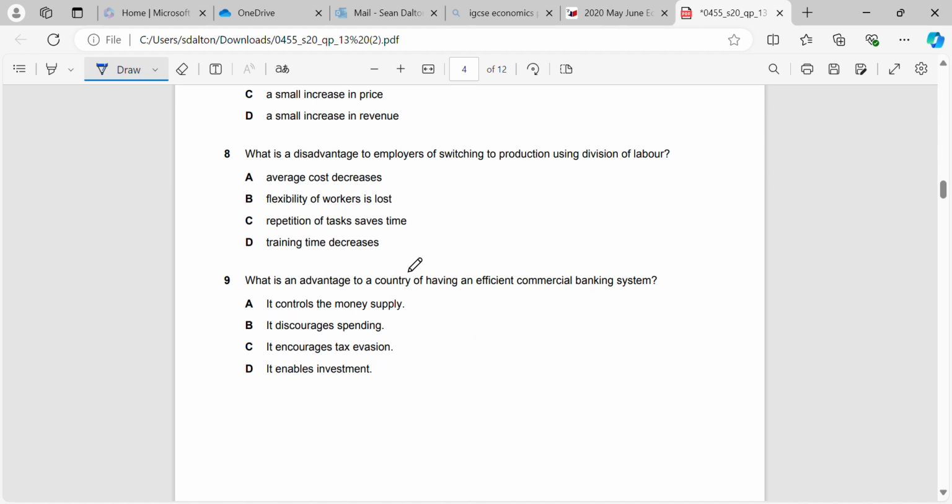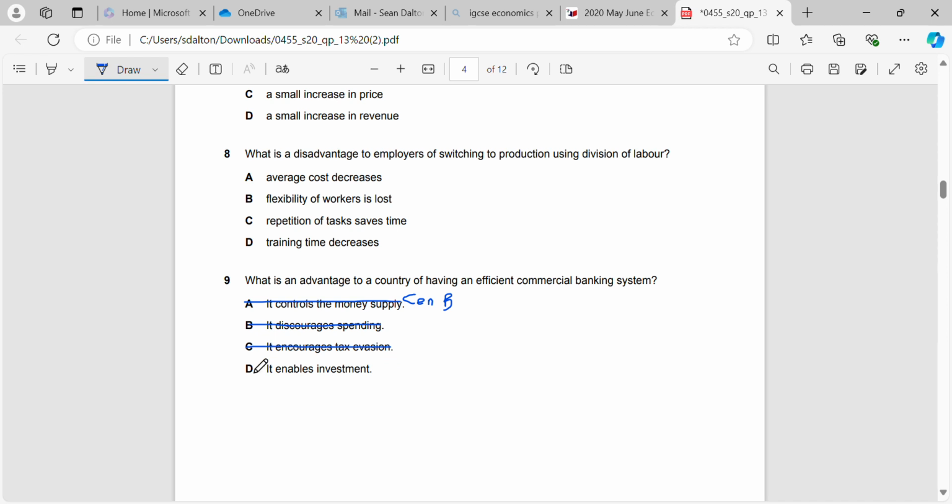Okay, question 9. What is an advantage to a country of having an efficient commercial bank system? Okay, the first one, it controls the money supply. That's wrong. That's the central bank. That is not the commercial banks. Discourages spending. That's not an advantage, that's a disadvantage. We want people to spend money, right? And we also definitely don't want them to tax evade, so to not pay their taxes.